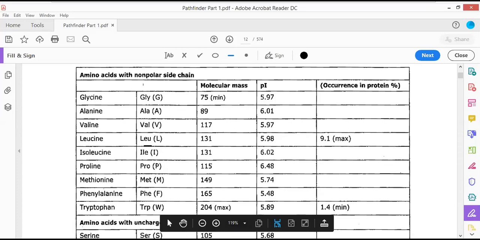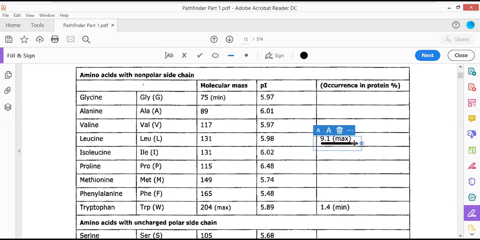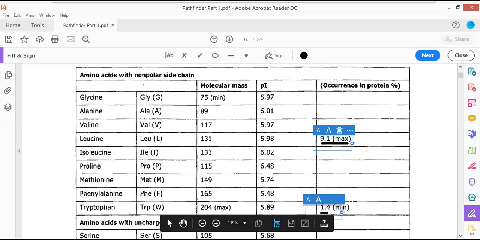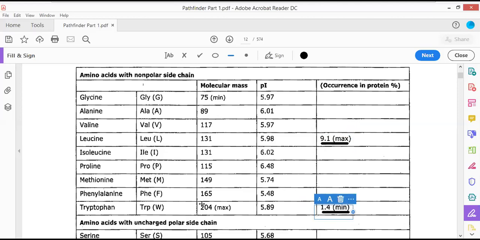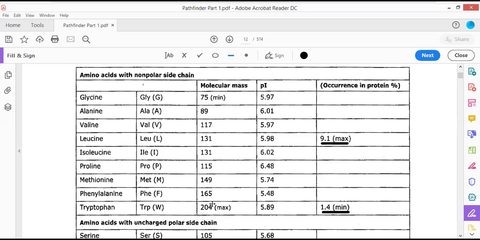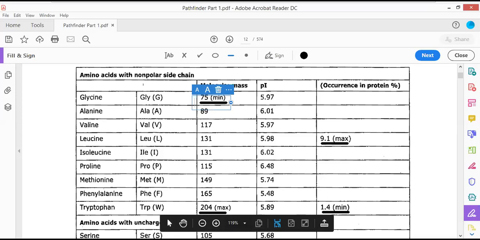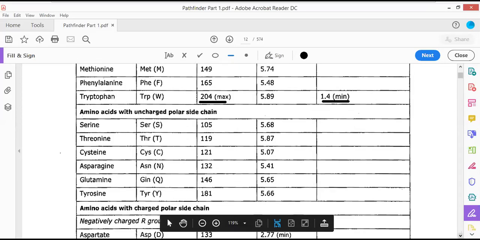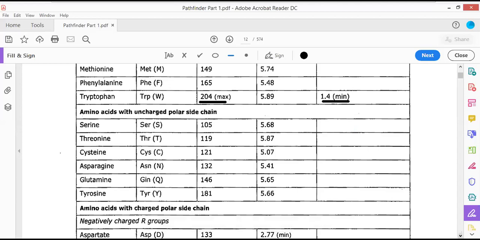See, the amino acid with the maximum occurrence in protein, because it has six synonymous codons coding for itself, is leucine. The amino acid minimally found in protein is tryptophan. Maximum is leucine, tryptophan is minimum. Tryptophan has the maximum weight, and the minimum weight is that of glycine. Weight-based questions have also been asked in other competitive examinations, including CSIR, and those are given in your MCQ book.